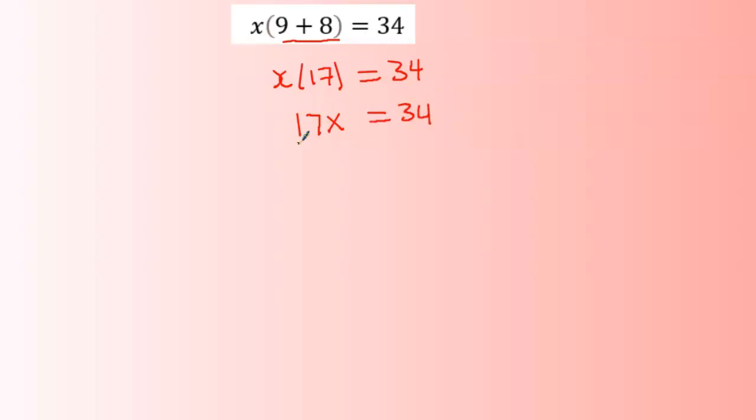Then here, 1 number times 17 will give us 34. It's basically dividing. That would have given us 2 here. If we want to look at an alternate method, we could also say that here we want to distribute.